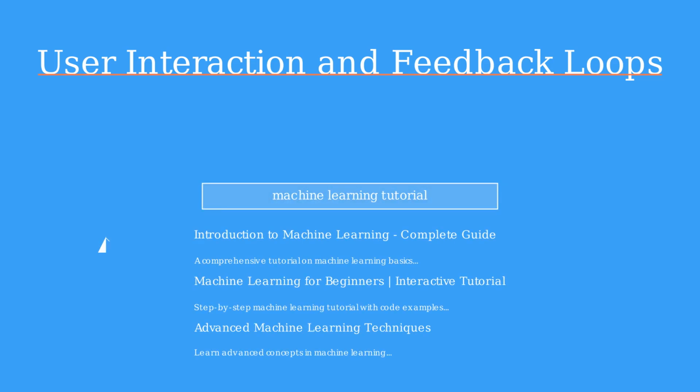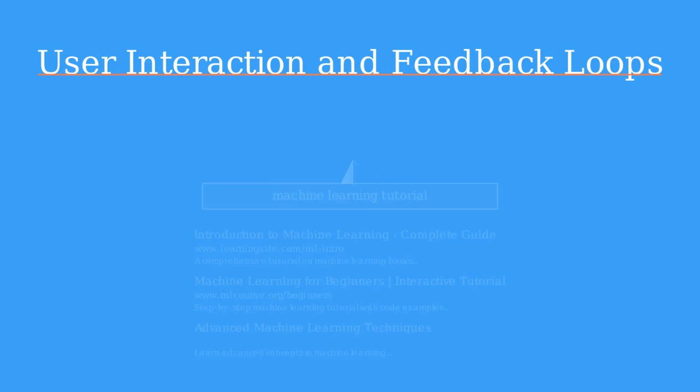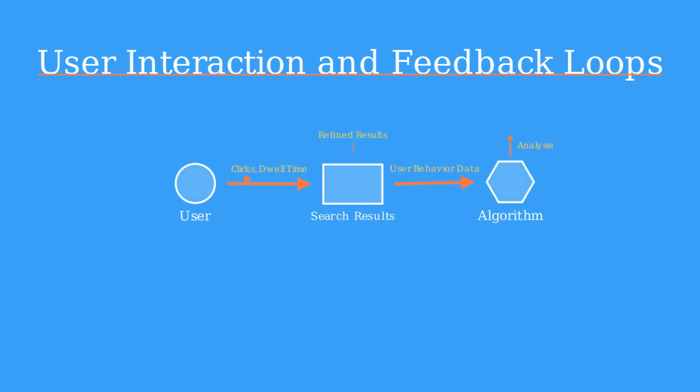Search engines continuously learn from how users interact with search results. They track which results users click on, how long they stay on a page, and whether they return to the search results. This user behavior creates a feedback loop that helps search engines refine their algorithms and improve future search results.